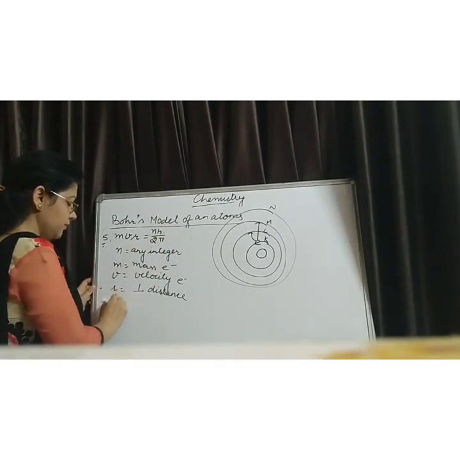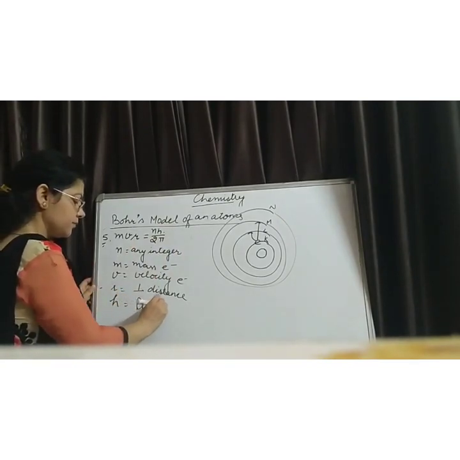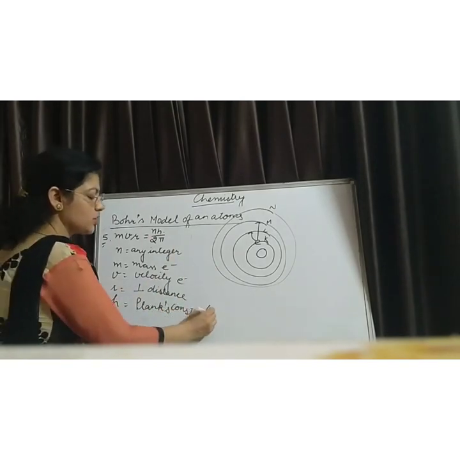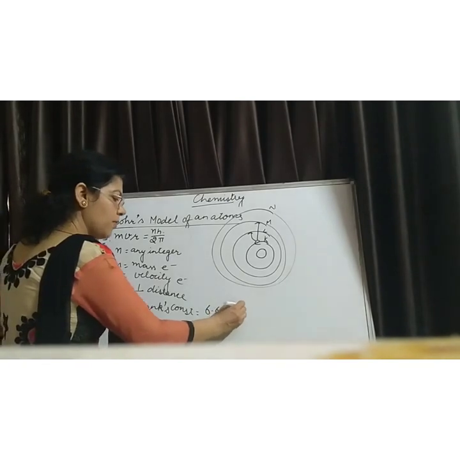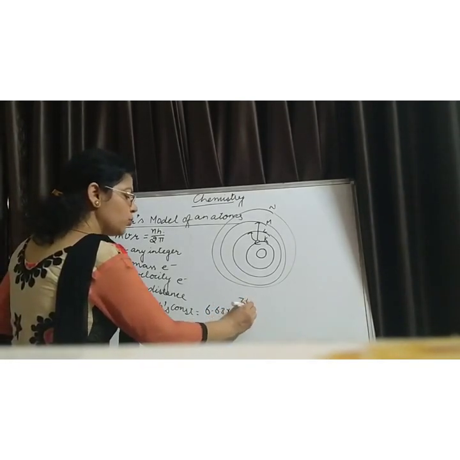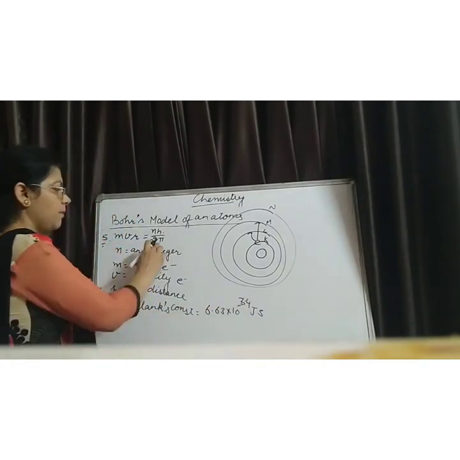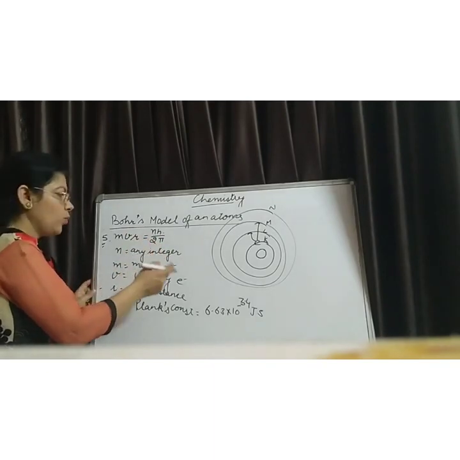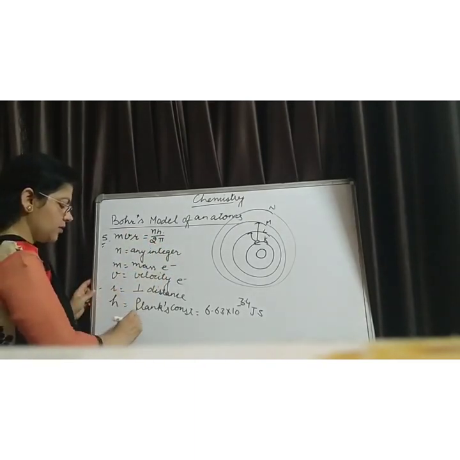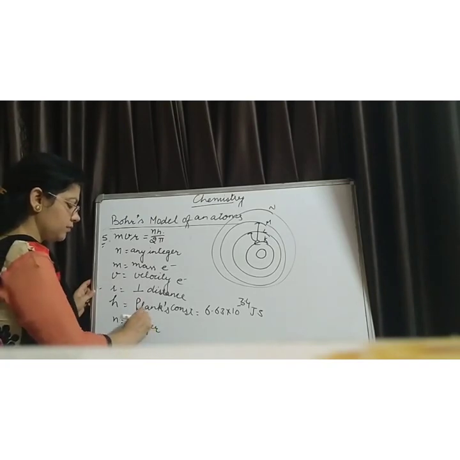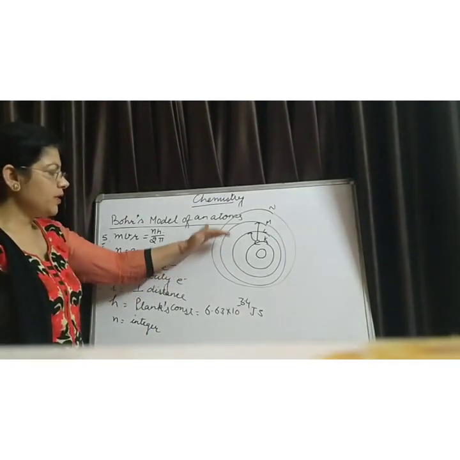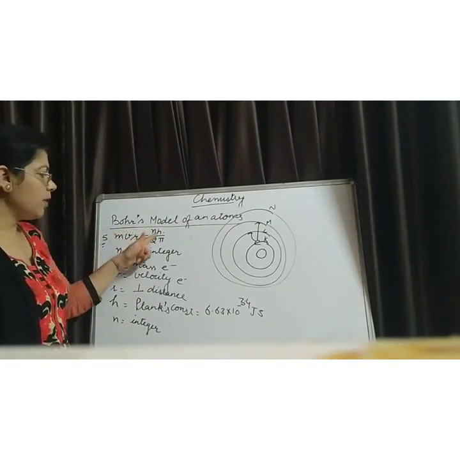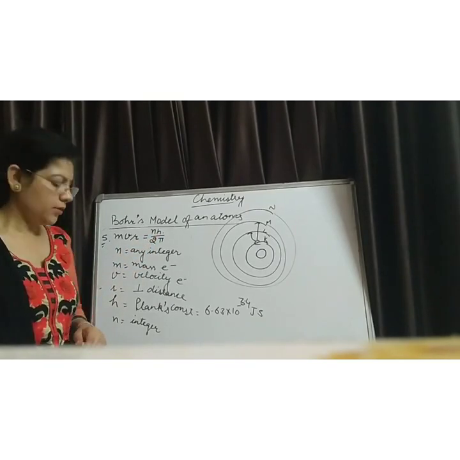Here h is the Planck's constant, and as it is constant, its value is also constant, that is 6.63 into 10 raised to power minus 34 joule second. Pi is also constant, its value is either 22 by 7 or 3.14, and n is any integer. Only those orbits are permitted which have an angular momentum an integral multiple of h by 2 pi.